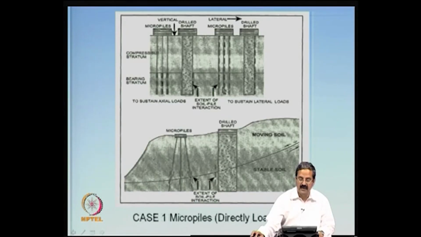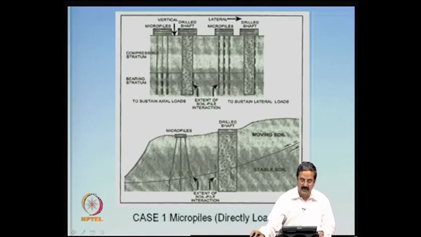Even the same thing could be done for laterally loaded piles also. Lateral load capacity of the piles we know how to calculate, and instead of this pile which has a lateral resistance like this, you can see that there is only some sort of lateral resistance here, but if you have micropiles you can have lateral resistance like this. So, to sustain axial loads as well as lateral forces, this is very effective.